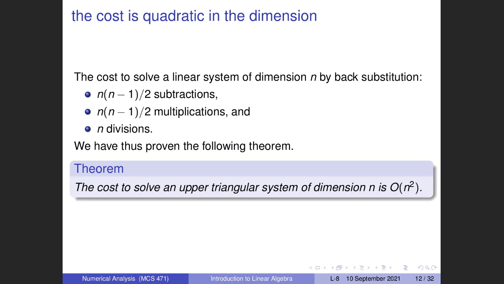We have our first theorem. So if we have an upper triangular system of n equations in n unknowns, then we can solve this at a cost which grows quadratically in the dimension. Which means that if you double the dimension, then the expected time will quadruple. So you will have to wait 4 times longer.